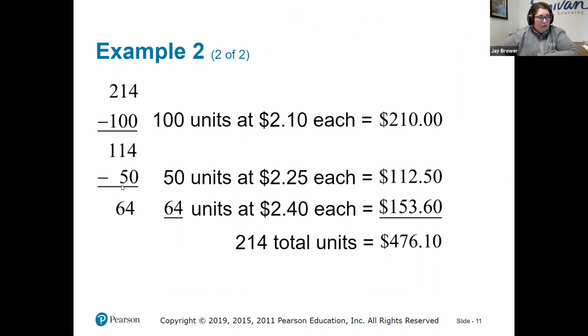They did it a little bit differently. They took the total, they subtracted off 100, then they know that the first 100 is the 210 each. Then they took the remainder, 114, they subtracted off the 50, multiplied it by the 225, and then finally the 64 is multiplied by the 240, and then they added it all up. Okay, so super, super good example. Definitely something you want to totally grasp.